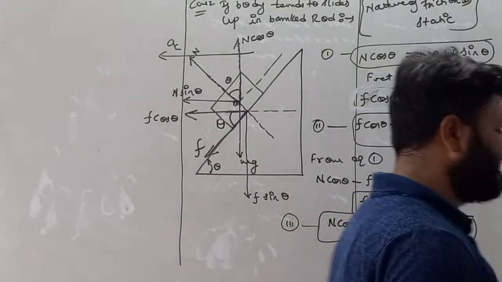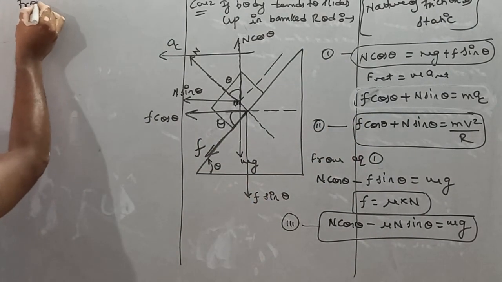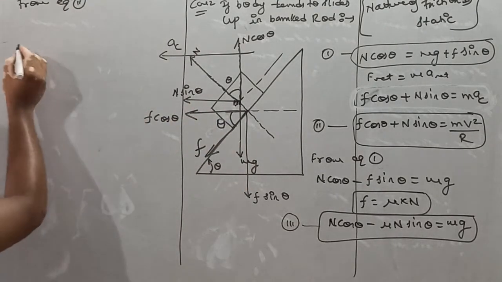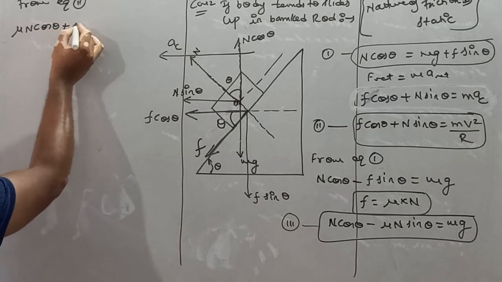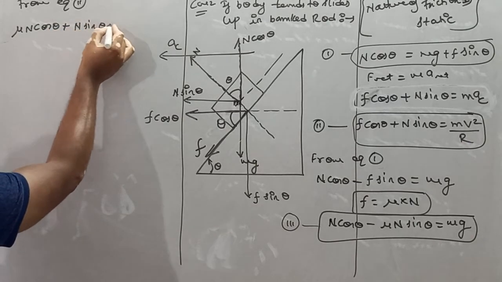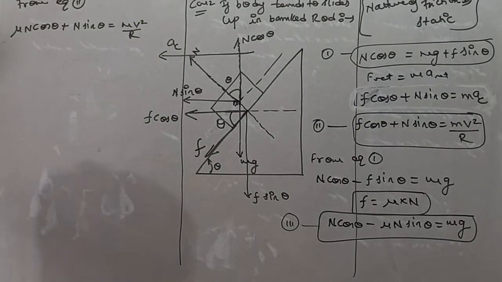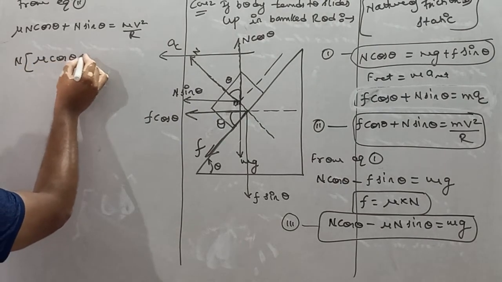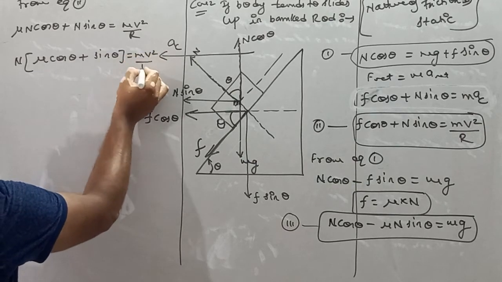Equation number 2 says f cos theta plus n sin theta equals m v square by r. Here f means mu n, so it is mu n cos theta plus n sin theta equals m v square by r. Now I am taking n common, so what will we get? n taking common, mu cos theta plus sin theta equals m v square by r.